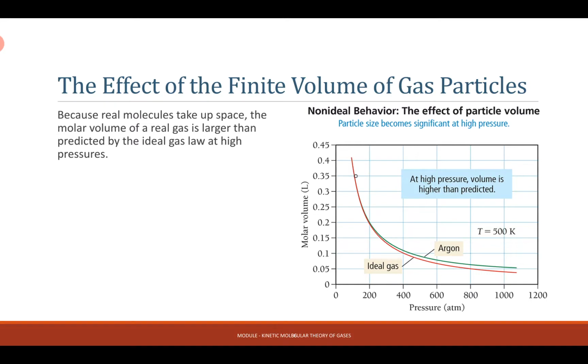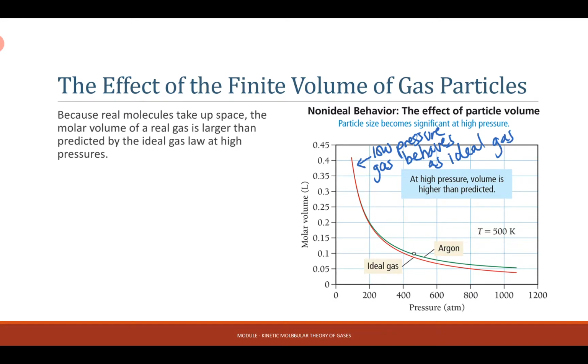So here is that graph showing the ideal gas in red and the real gas argon in green. You can see at low pressures, these two graphs are right on top of one another. You can't even tell the lines apart. So at low pressures, they are identical. So low pressure gas behaves as ideal gas.